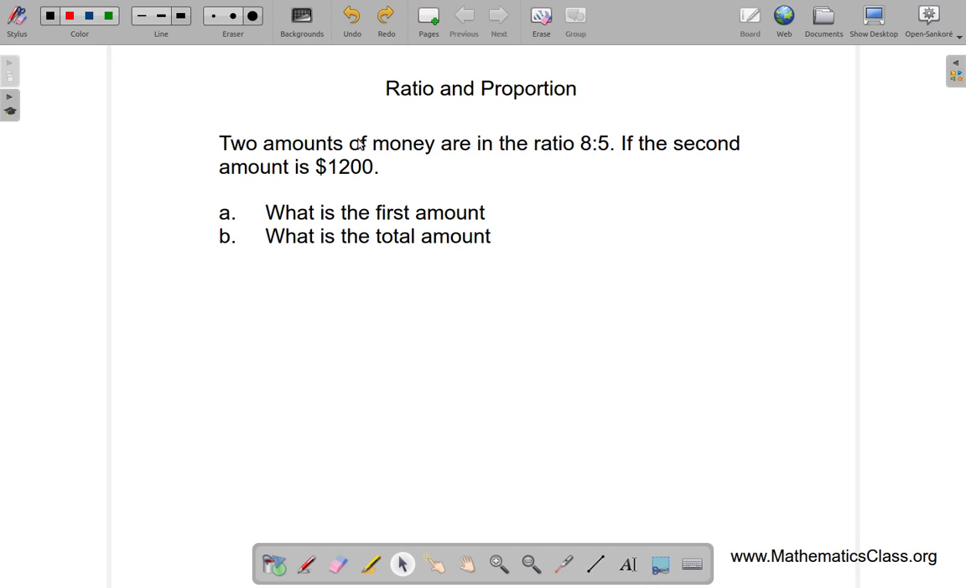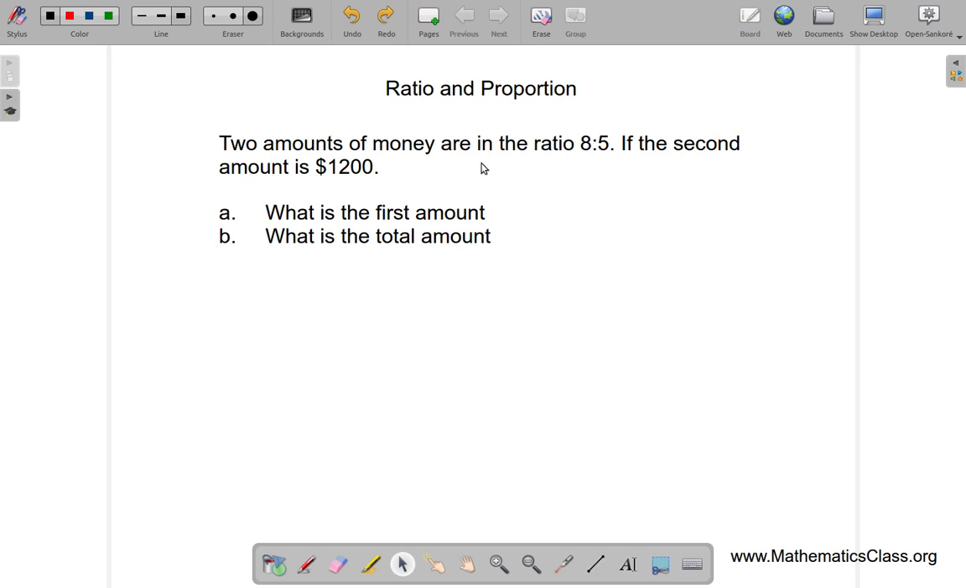But it says two amounts of money are in the ratio 8 to 5. If the second amount is $1,200, A, what is the first amount, and B, what is the total amount? All right.